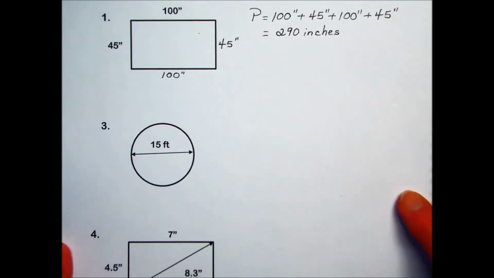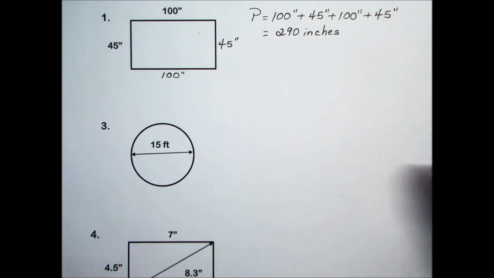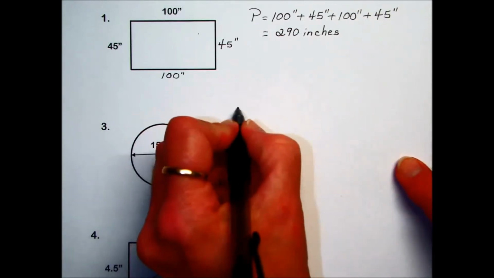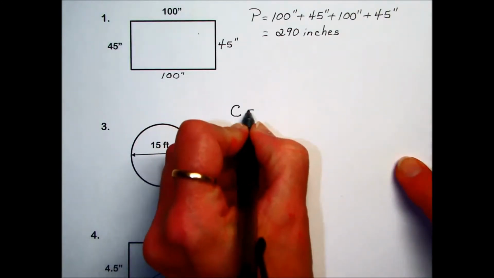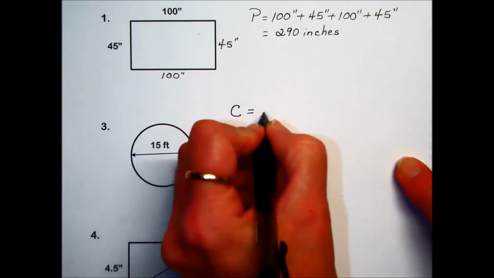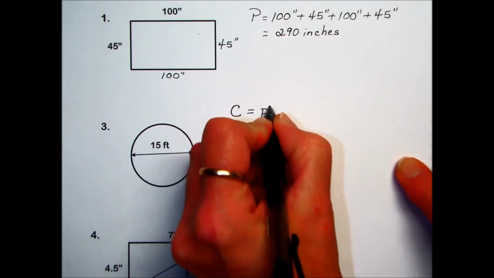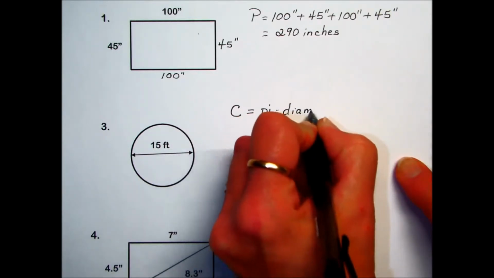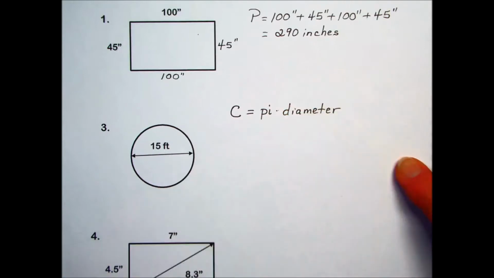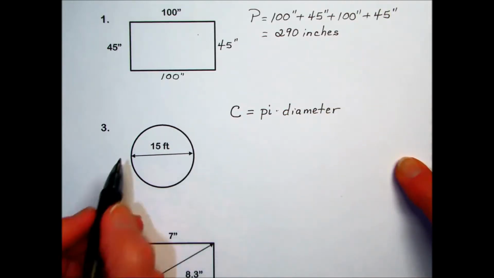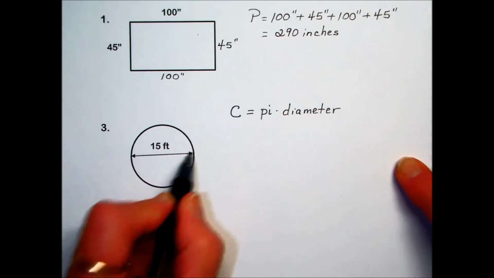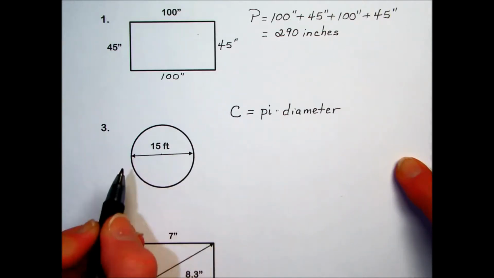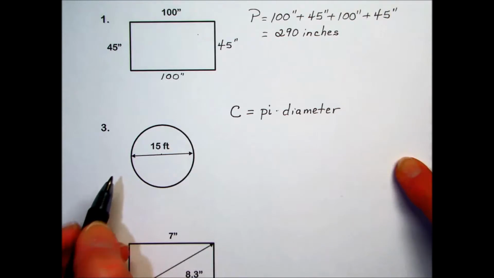Problem number 3 is a circle. The distance around a circle has a special name, circumference, and a formula is required. That formula, C for circumference, the perimeter of a circle is found by taking pi times the diameter. The diameter of a circle is a line segment whose endpoints are on the circle and crosses through or contains the center of the circle.